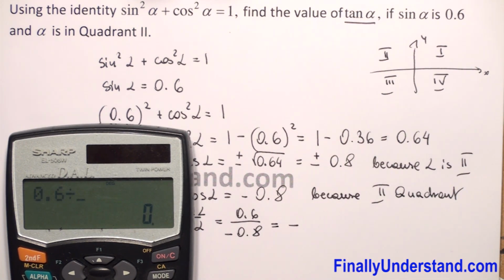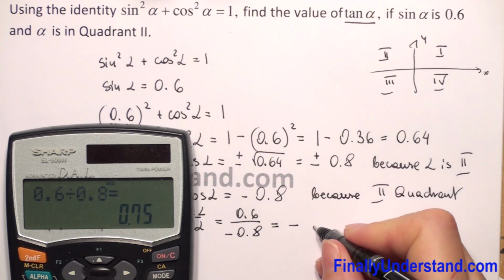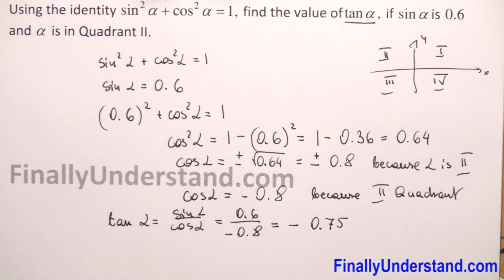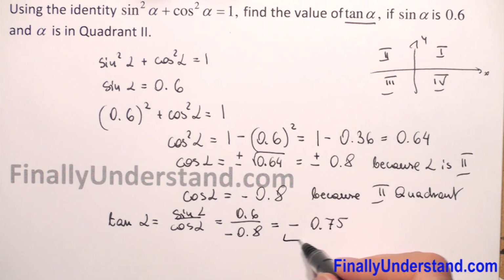0.6 divided by 0.8 is equal to 0.75. We calculated the value of tangent alpha. This is negative 0.75. This is my solution.